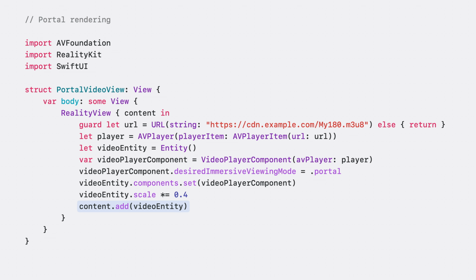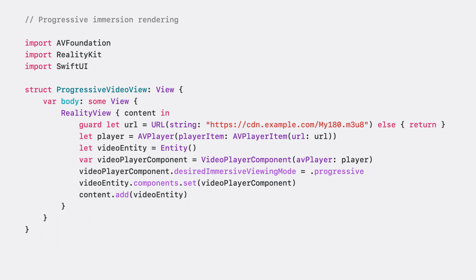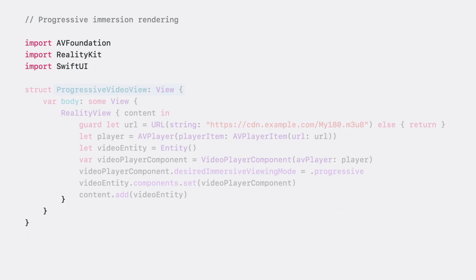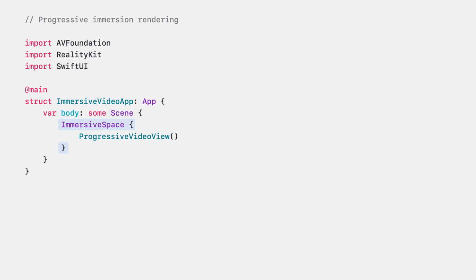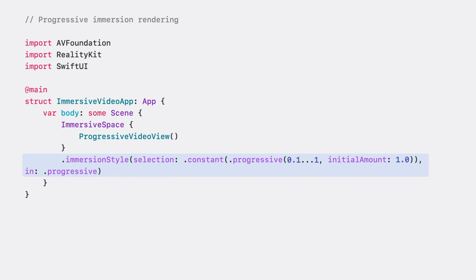To render this video in progressive mode instead, change the component's desiredImmersiveViewingMode from portal to progressive. Since the component controls scale in progressive mode, scale operations have no effect. I'll remove it to keep things clear. But updating the component to progressive is not enough when rendering in a SwiftUI scene. To avoid clipping against window scene bounds when the mesh expands, I have to put the progressive video view in an immersive space. And when rendering with progressive mode, that immersive space must have a progressive immersion style.